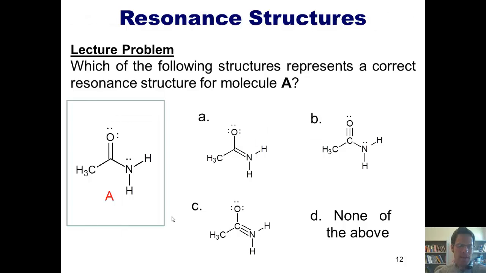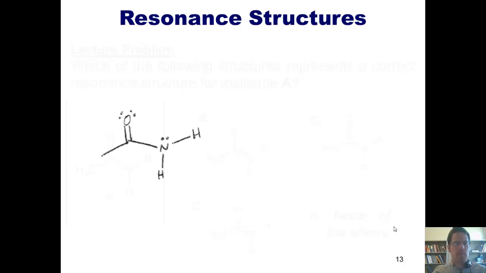This leads us to a beautiful lecture question. Which of the following structures represents a correct resonance structure for molecule A? In order to answer this, I'm going to take a look at these hand-drawn structures that I've done myself. Note that this nitrogen has electrons on it, and they are lone pair electrons, and in resonance structures, lone pair electrons and pi electrons can move.